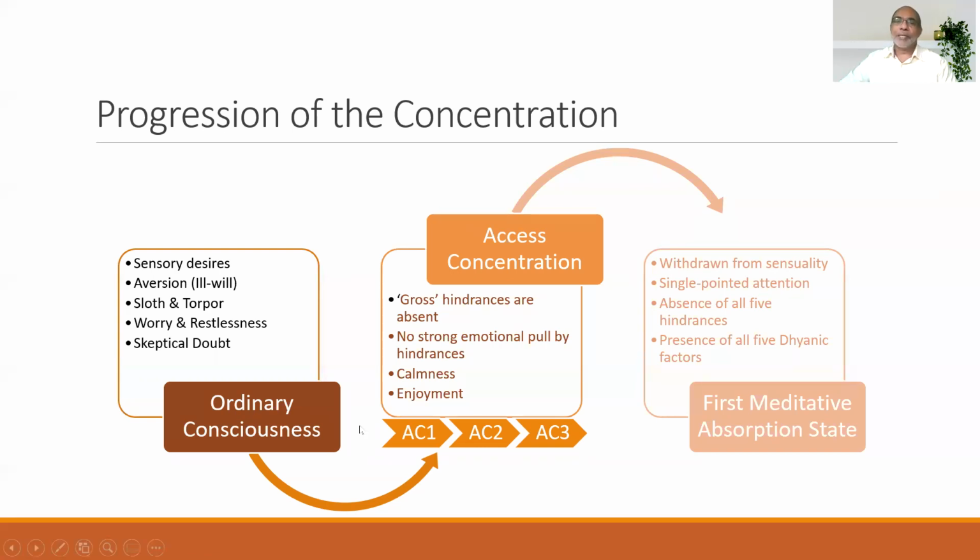So if you meditate without full commitment, you might be able to reach AC1, AC2, and you might fall back to ordinary consciousness. And your mind may not be driven fully into these absorption states. That may be the initial experience, but with practice, slowly, you can pass these three access concentration levels to reach the full absorption. Hope it is clear. Any doubts? I have not received any question.